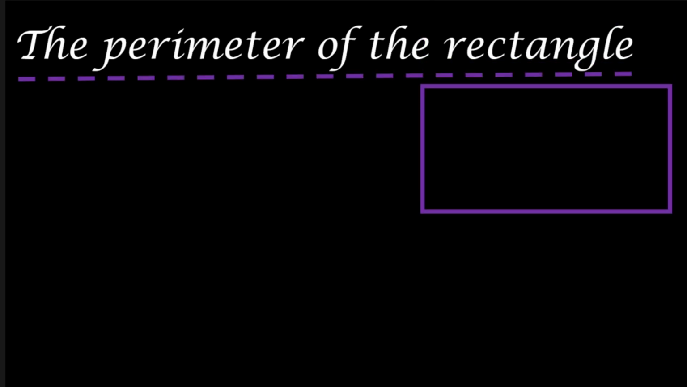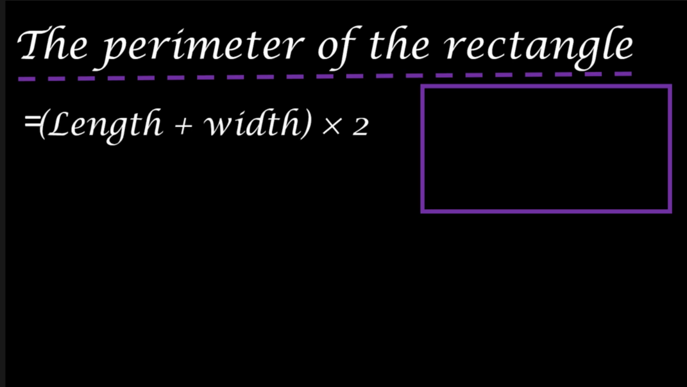The perimeter of the rectangle. If we have a rectangle here, we have two dimensions. Each two opposite sides are equal in length. So to find the perimeter, we just find the sum of its dimensions times 2. So we can say the perimeter of the rectangle equals double the sum of its dimensions: length plus width, times 2.